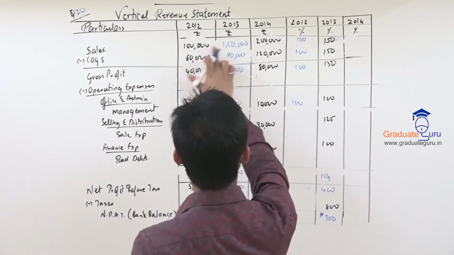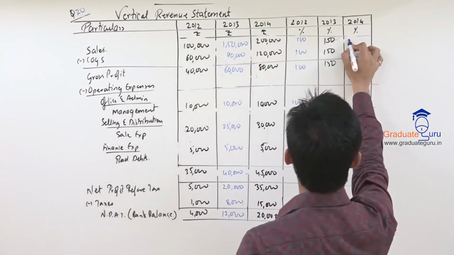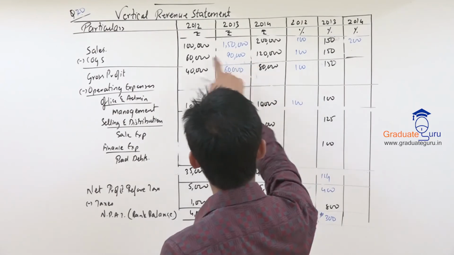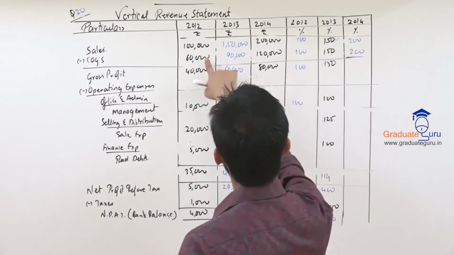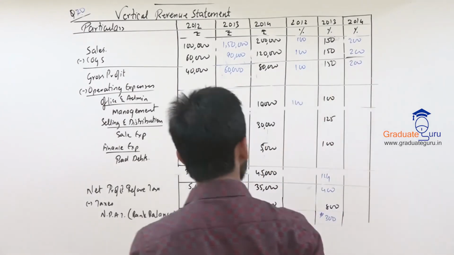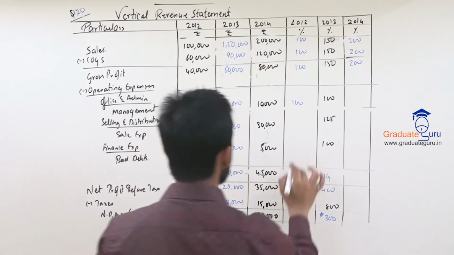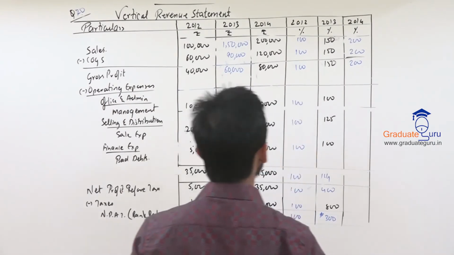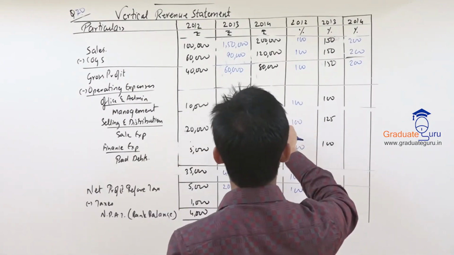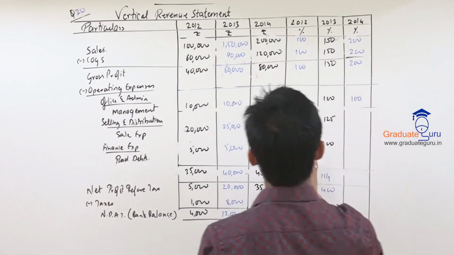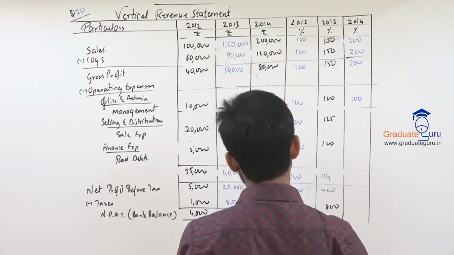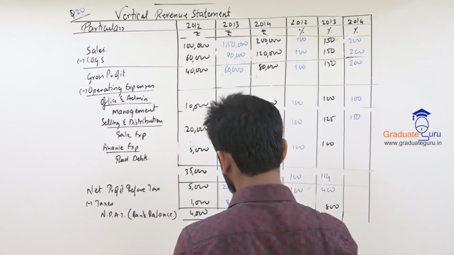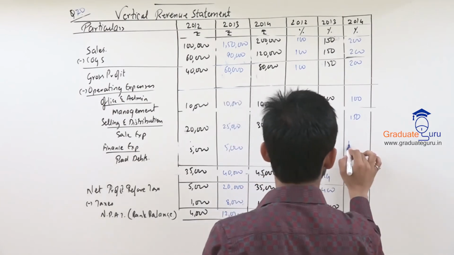It's very simple. 1 lakh became 2 lakh. It will be 200%. 2 lakh divided by 1 lakh, percentage. 120 divided by 60, it will be again 200%. 80, again 200%, and so on. You can do it together. I'll do this question. 10, 10, it'll be 100%. 30 and 20, 150%. Five and five, that is 100%.